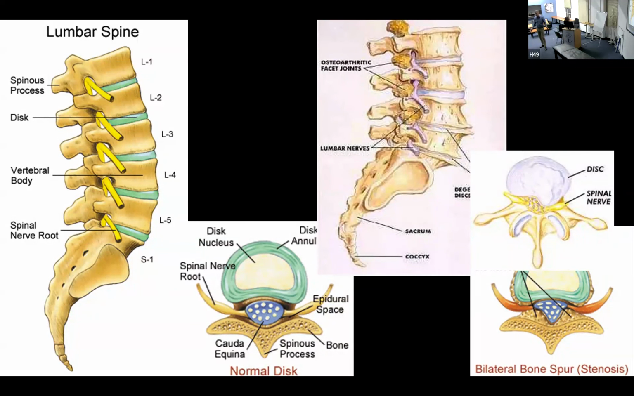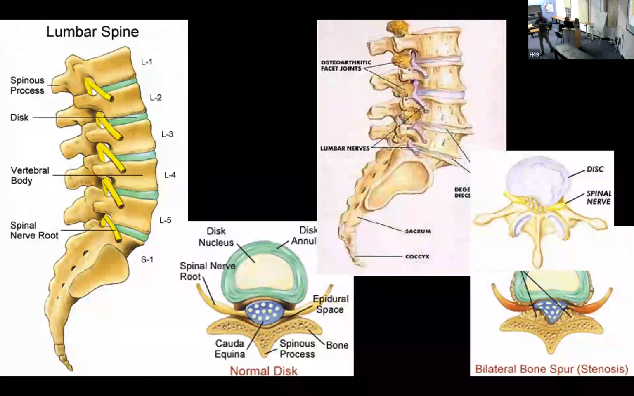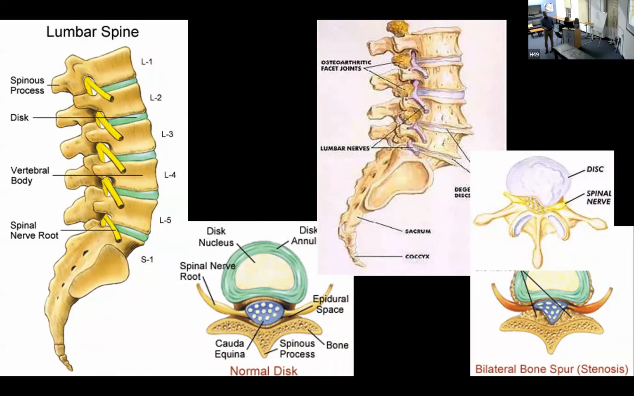Remember, your facet joints are synovial lined joints. They become arthritic like any other synovial joint, so they respond with osteophytes and hypertrophy, and so they start to have more of a mechanical compression on the spinal canal, and I'll come back to that, but that's where your spinal stenosis comes from. So all these things are a normal aging process. It's happening to all of us.